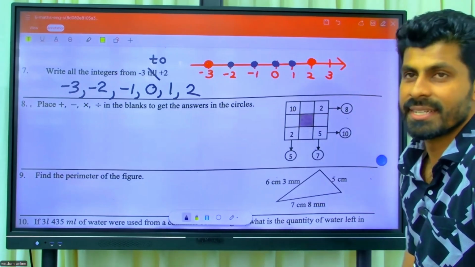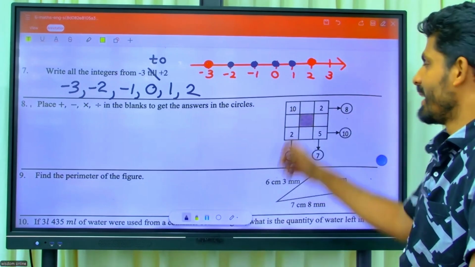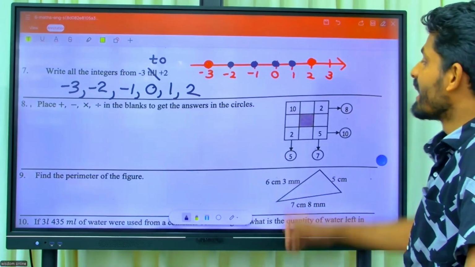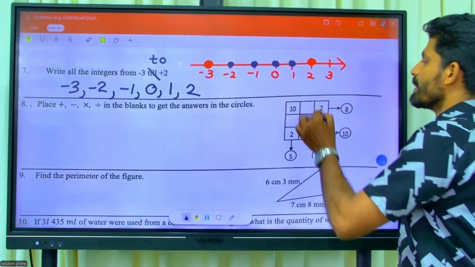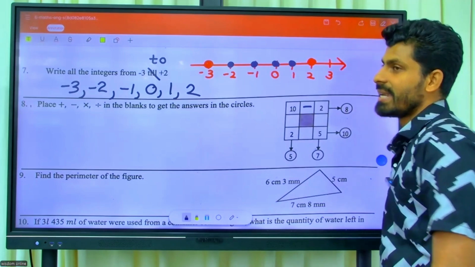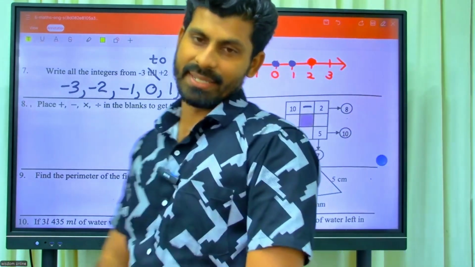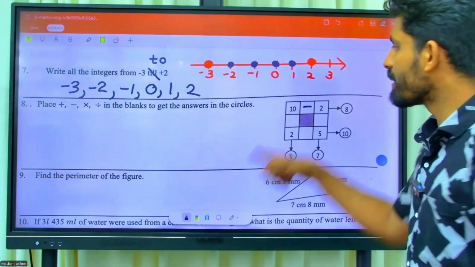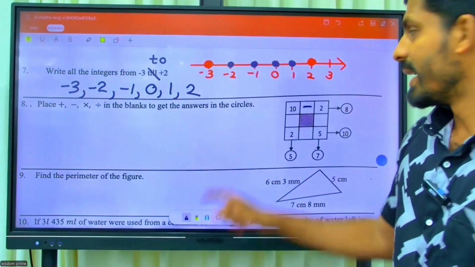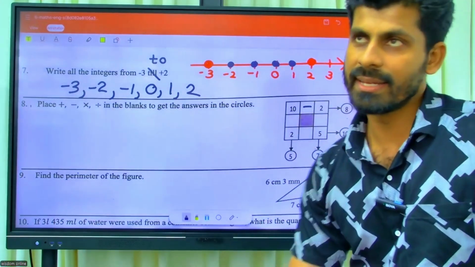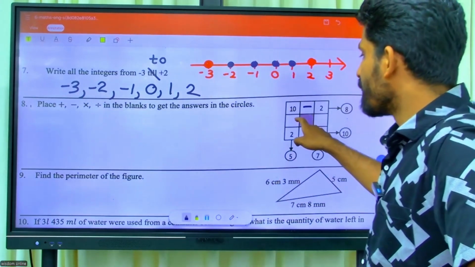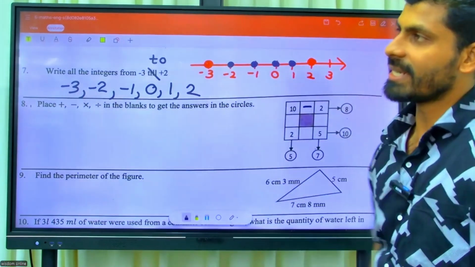8 means 10 minus 2. 10 plus 2 is 12. 10 minus 2 is 8. 10 multiplied by 2 is 20.